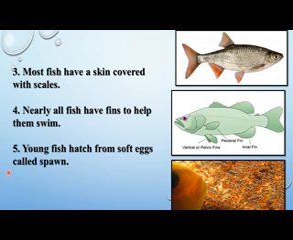So, fish are vertebrates. They live in water. They breathe with their gills. Their body is covered with scales. They have fins for swimming. And young fish are called fry. They hatch from soft eggs, and the soft eggs of fish are called spawn. All these are the characteristics of the fish group, and all fishes are included in this group of vertebrates.